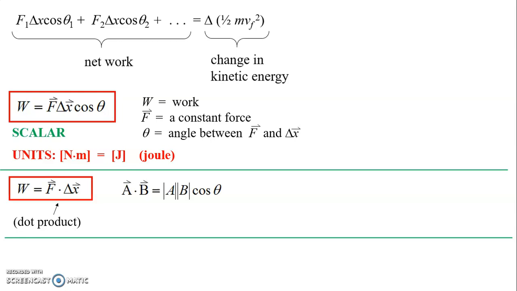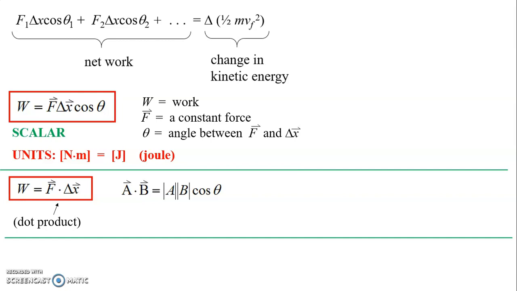Here's the definition. A dot B equals the magnitude of A. That's what we mean by putting A in absolute value bars. So the magnitude of A times the magnitude of B times the cosine of the angle between them. And you see this follows the exact same pattern as what we have here in the work equation. A vector times the cosine of the angle between them, giving a scalar as an answer. So again, a dot product is a way to multiply two vectors and get a scalar as an answer. And we are going to see this a number of times throughout the year.